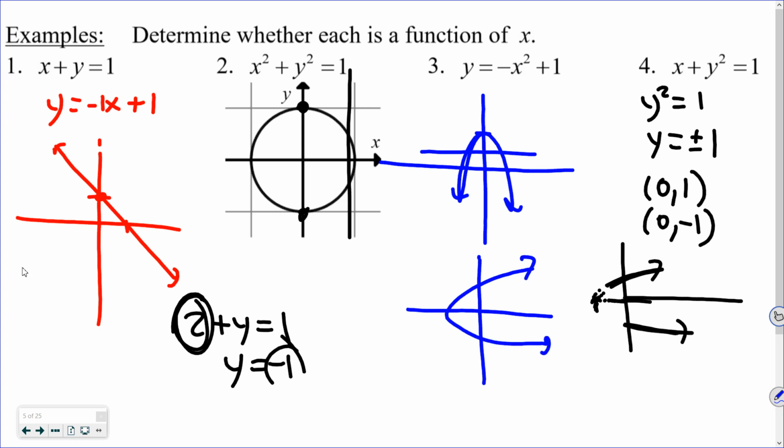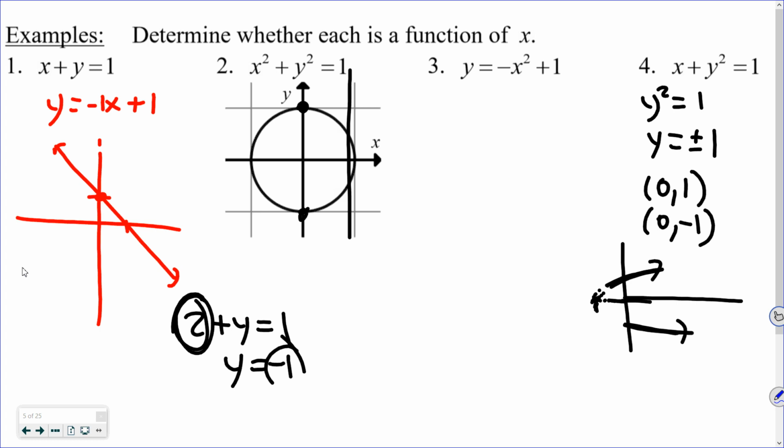Well, that's not a function, right? And the reason why is because it didn't pass the horizontal line test. So 3 is a function, but not a one-to-one function. Number 4 wasn't a function, right? We had this graph over here. It wasn't a function to begin with. Okay, let's swing back to there.